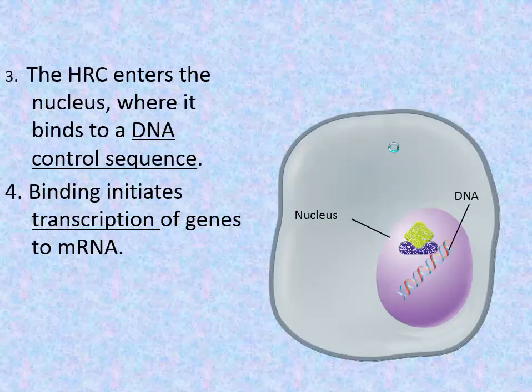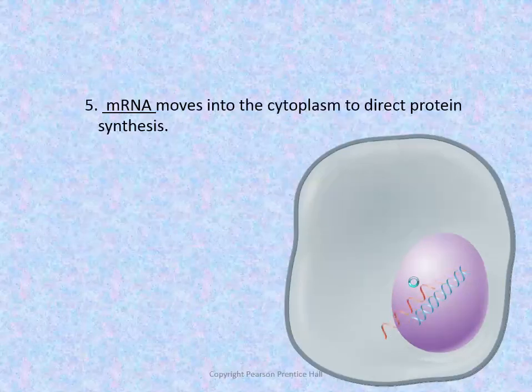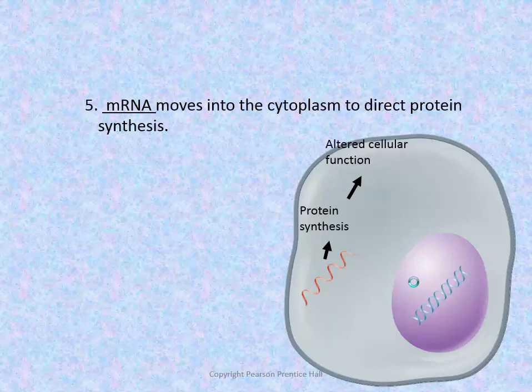Then that hormone receptor complex will enter the nucleus, and it binds to the DNA. It binds to what's called a DNA control sequence, and this binding initiates transcription of genes to mRNA. So remember, a gene is a piece of DNA, and transcription is what makes the RNA. And then what's going to happen with this RNA? It guides the making of what? That's right, proteins. So that messenger RNA will move into the cytoplasm and direct protein synthesis.